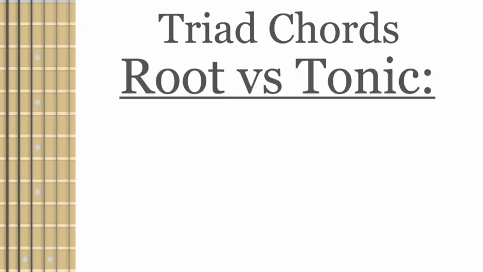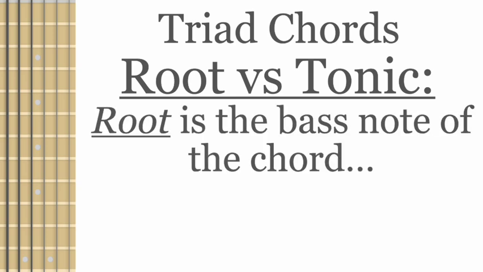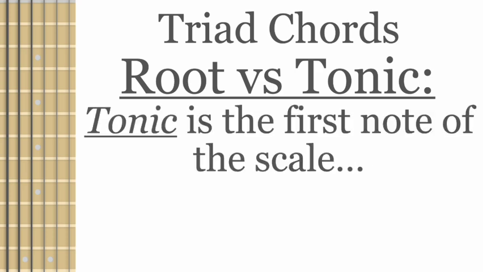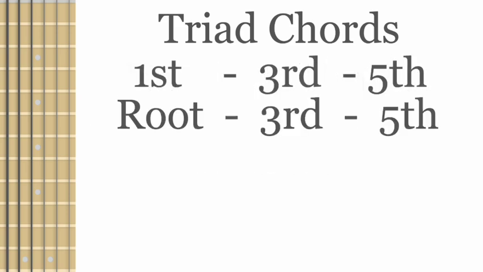This was the slide that I spoiled for you. Sorry, anybody who was watching this video for this slide, I spoiled it for you. But root versus tonic, right? Root is the bass note of the chord, and tonic is the first note of the scale. Triads are constructed with the first, the third, and the fifth, or alternatively, you'll hear the root, the third, and the fifth. Both are just fine.